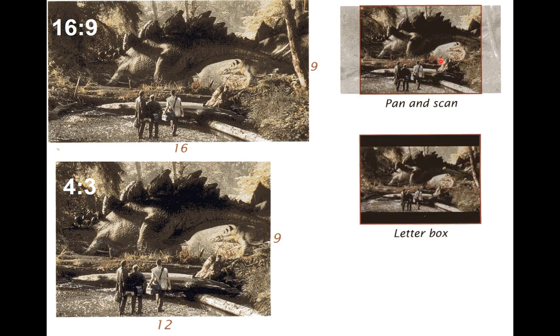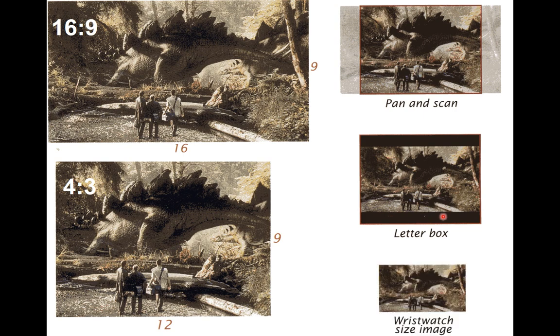So here's a pan and scan. Again, you'll notice you're missing things on the side. Here's a letterbox. They would take a 4:3 screen and shrink it down so the width would fit, but you'll notice then you'd get black on the top and bottom of the screen. Here's a small wristwatch size image.